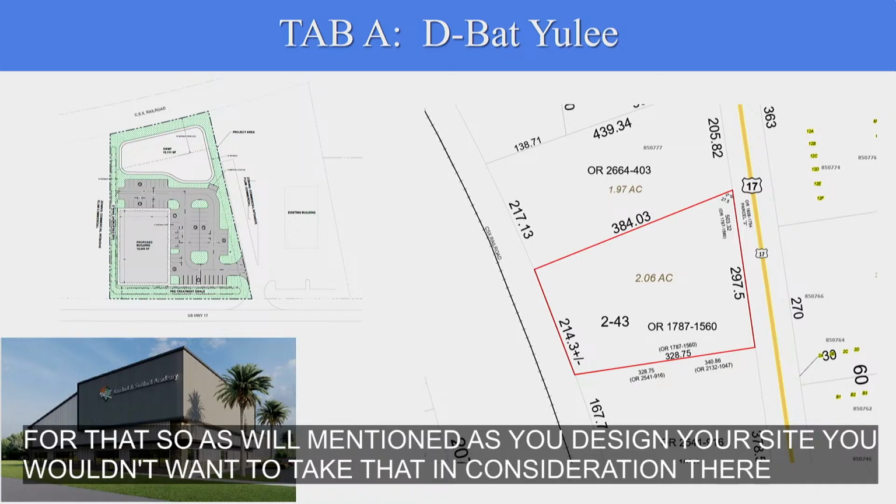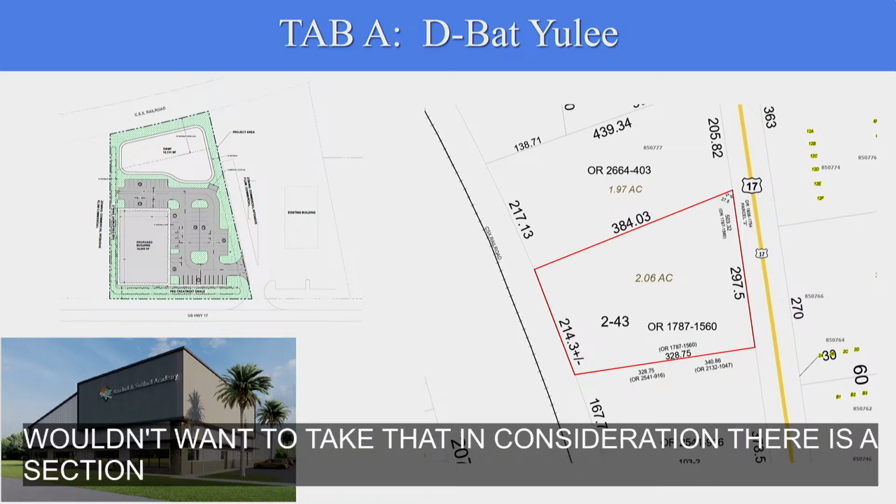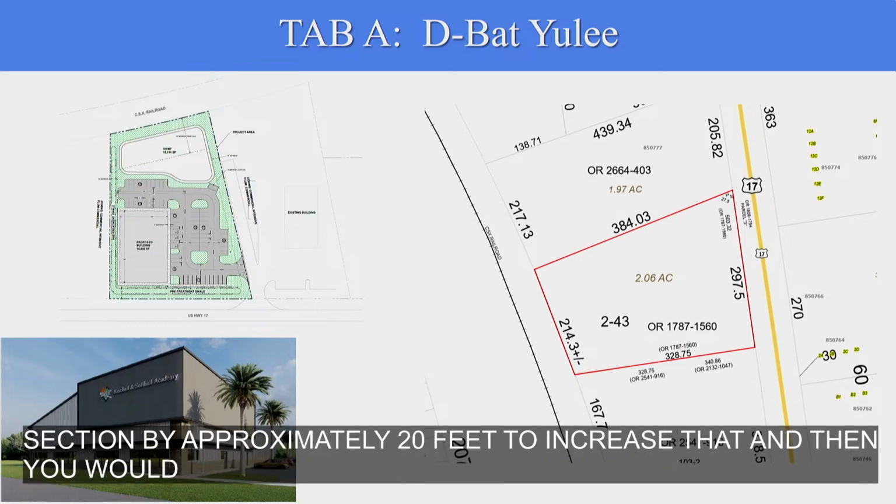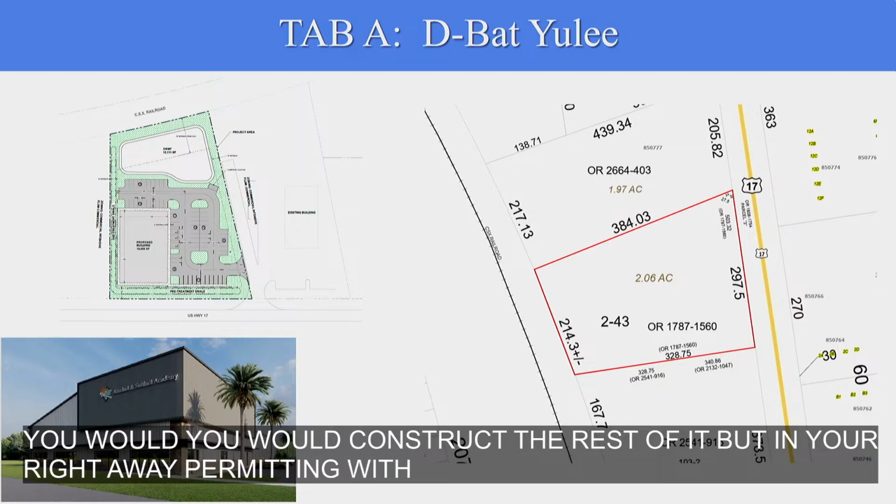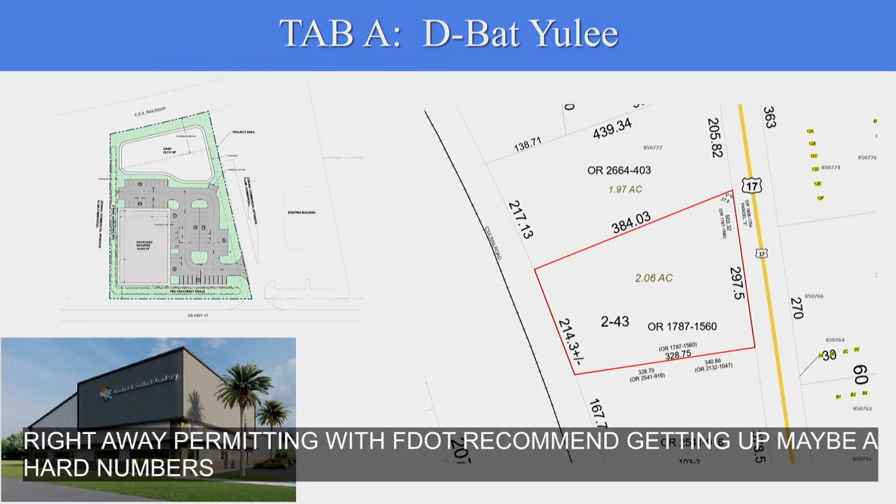There is a section, it's part E, if you look on that diagram you mentioned, figure 4521, you would essentially widen that dimension by approximately 20 feet to increase that, and then you would construct the rest of it. But in your right-of-way permitting with FDOT, I'd recommend getting maybe a hard number there, but that's our estimate of what we believe it'll likely be somewhere around 20 feet. Okay.